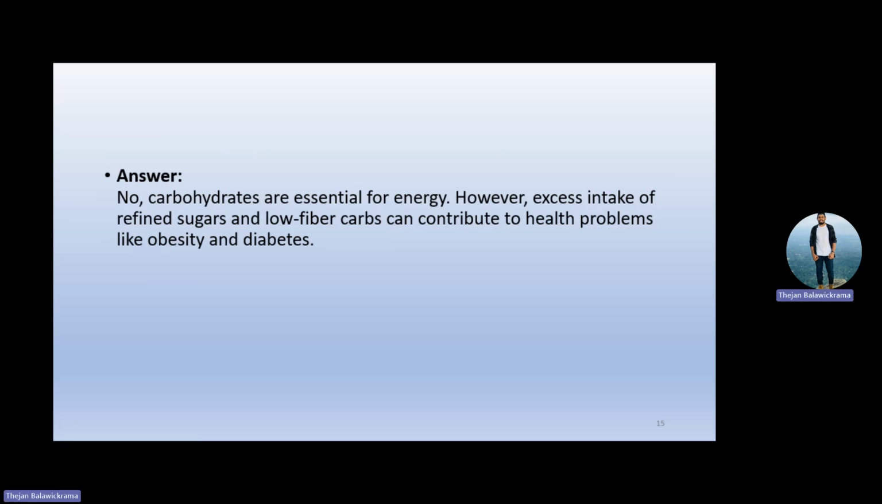Right? So in the first place, we can't say it is bad because definitely this is essential for energy. Without carbohydrates, we can't have energy. That should be there. But the problem is that it will create health situations. One is diabetes, the other one is obesity, becoming fat, right? So that problem is there.